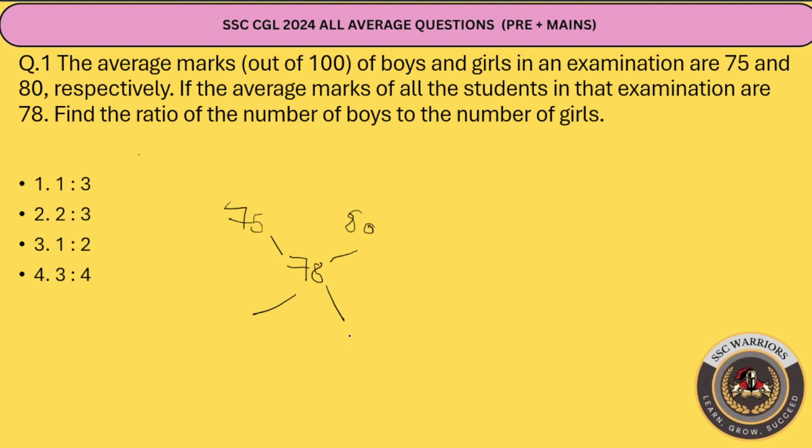So the ratio will be 3 to 2. The ratio is 2 to 3. The correct answer is 2.